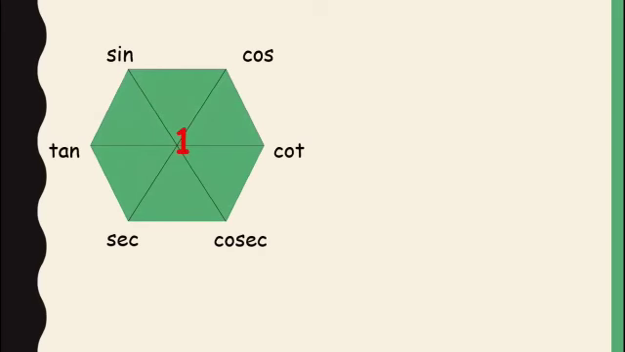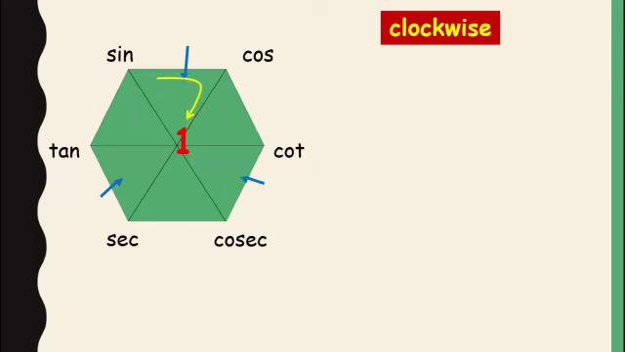Look at the superhex. There are 6 triangles formed inside. Focus on this one. So here we go clockwise within each of the triangles starting with the top left position. Like this. Sine, cos, and 1. This gives us one very important identity. Sine square theta plus cos square theta equals 1.